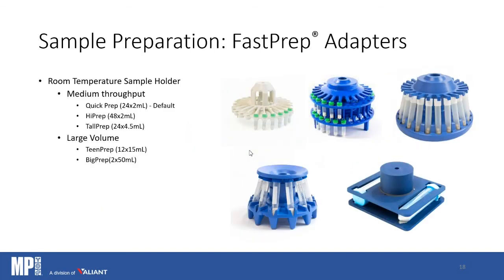The default adapter is the QuickPrep adapter, which can handle 24 tubes of 2 ml sample. Alternatively, we have HighPrep and TallPrep for higher throughput or larger volume. And ThinPrep and BigPrep are meant for large volume handling at 15 and 50 ml.